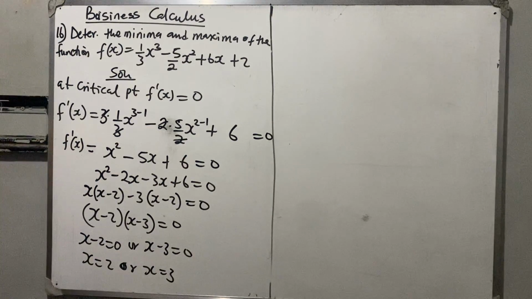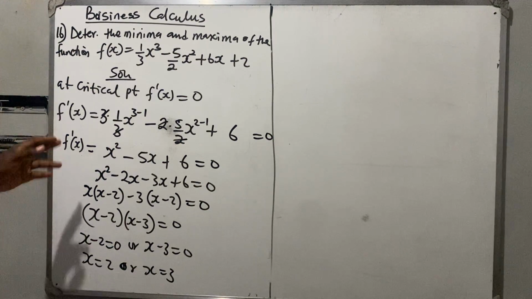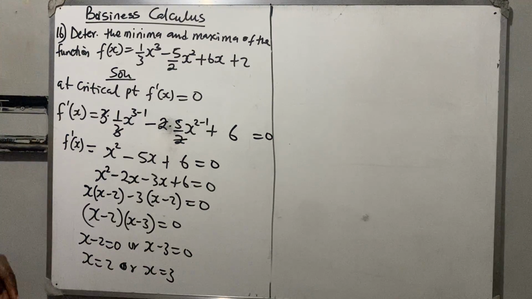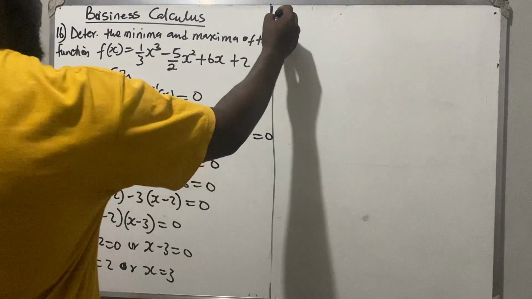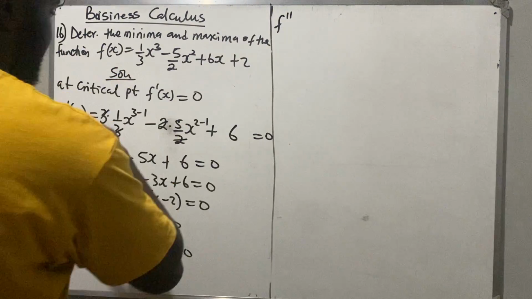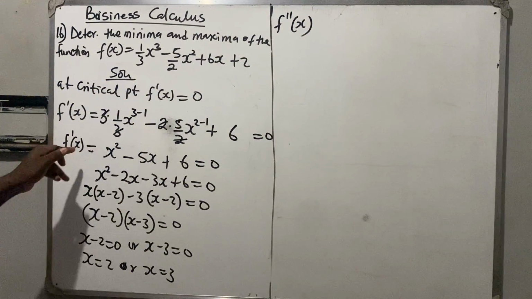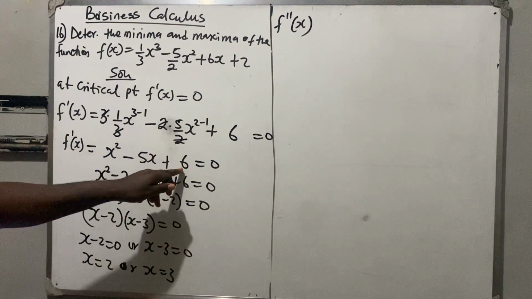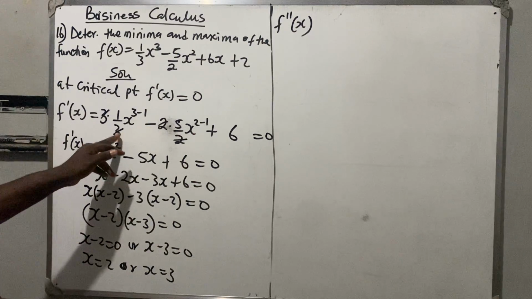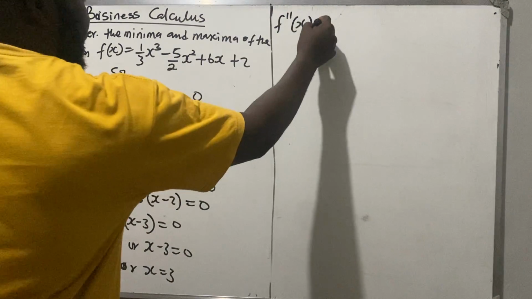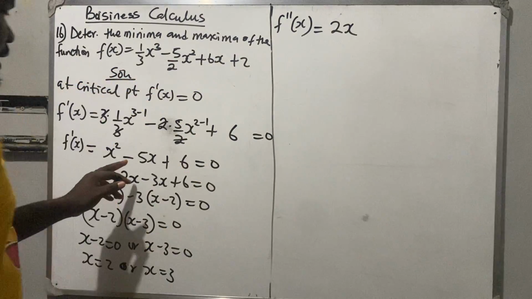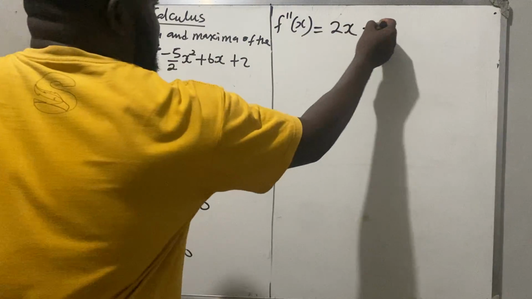Now, these are the 2 points we have, but we don't know the one that is minimum and the one that is maximum. To test which is minimum or maximum, we have to differentiate again. We have to find the second derivative, f prime prime of x, which means the f prime of x differentiated. So this f prime of x, which we got as this, we differentiate again. We multiply by the power and remove 1 from the power. So this gives us 2x, and differentiation of minus 5x gives just minus 5.